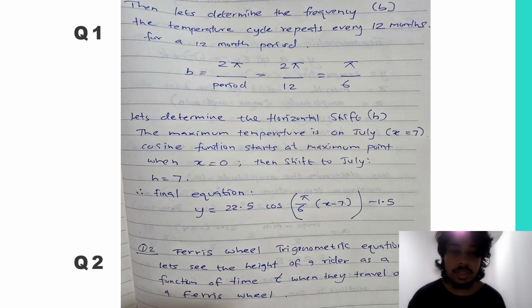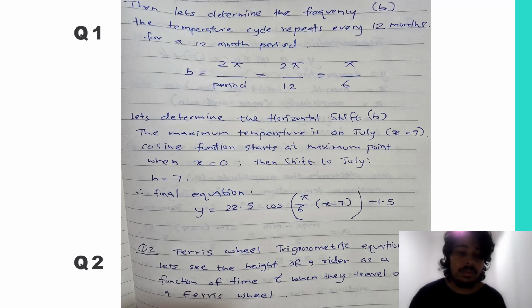Let's determine the horizontal shift, which is h. The maximum temperature is in July, which is x equals 7. The cosine function starts at the maximum point when x equals 0, then shift to July, which is h equals 7. So the final equation is y equals 22.5 cos(pi over 6 (x minus 7)) minus 1.5.